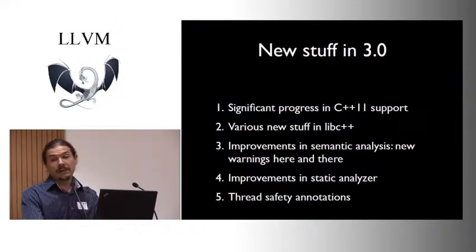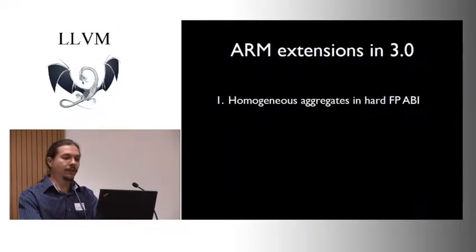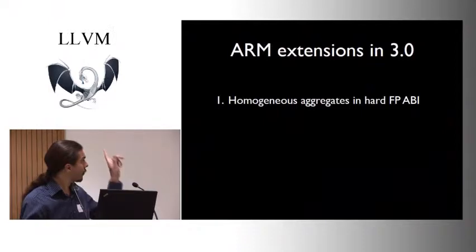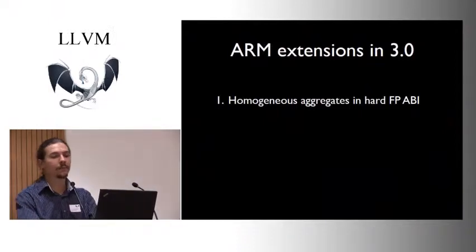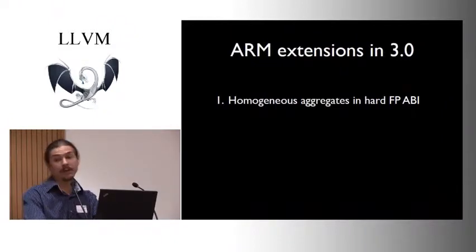Some ARM-specific stuff will be implemented in 3.0 as well. First of all, I believe it's the last missing piece in the hard floating point ABI, and this was homogeneous aggregate support, and right now it's fully implemented.